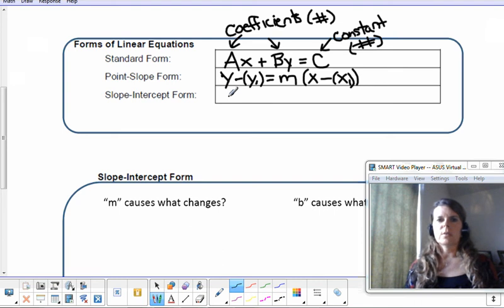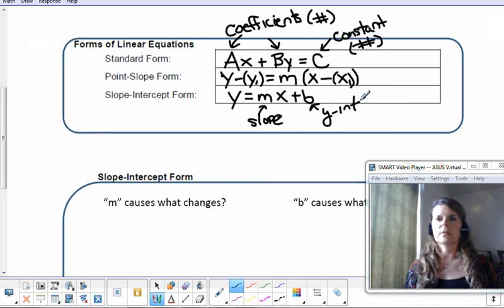Okay, slope-intercept form is the most common. It's y equals mx plus b. And just like here, m, since we didn't have room up here, let's write it right here. M is your slope. And b is, guess what? Your y-intercept. That's why it's called slope-intercept form. And it's your y-intercept, not your x-intercept.